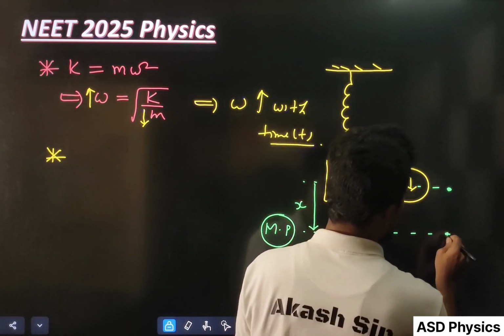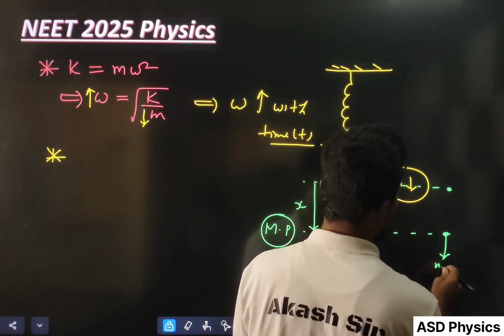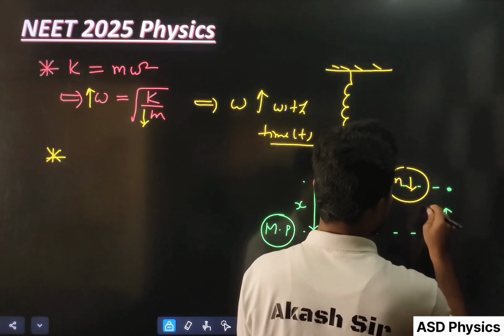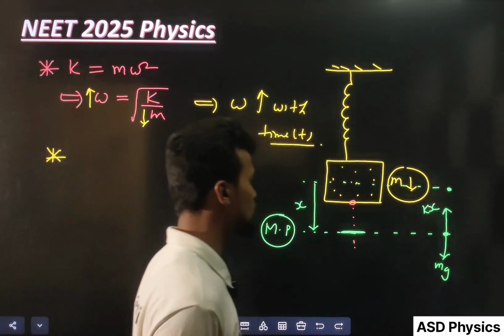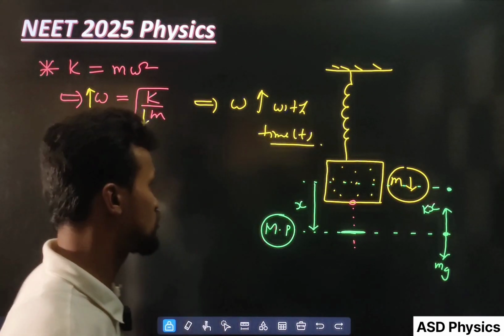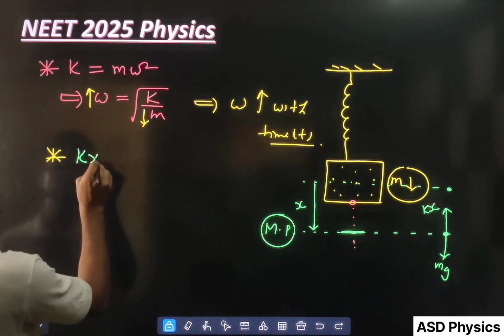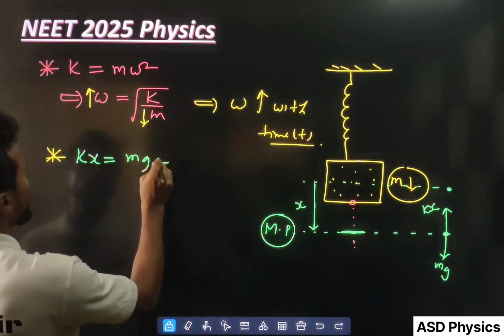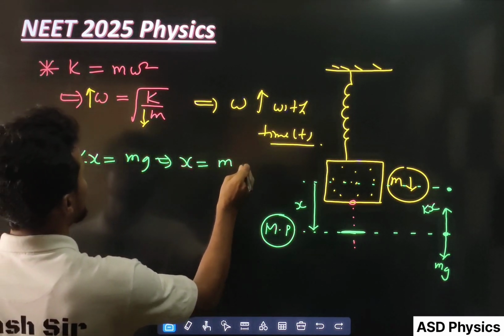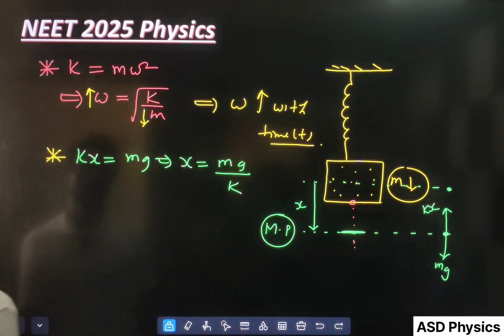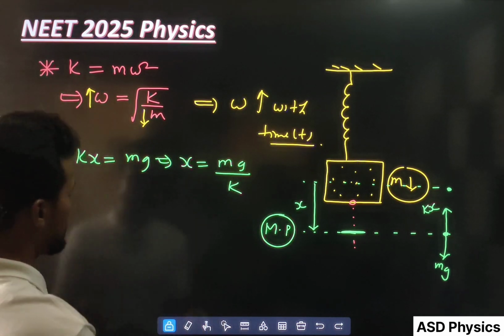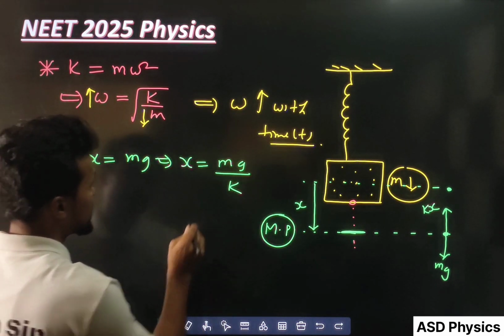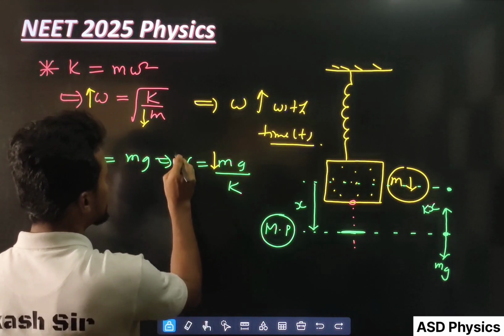So what will happen at the mean position, students, here mass is mg, is it? And the elongation how much here? x, because you know at the mean position net force always used to be 0. So at the mean position what will be there? kx equal to mg, or we can write here x equal to how much here, students? mg by k.